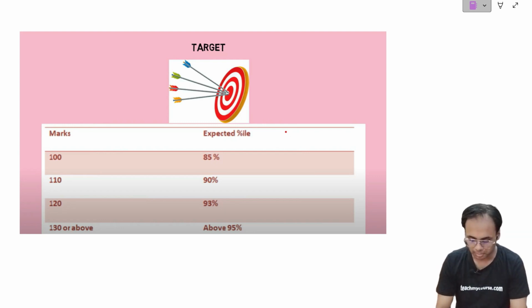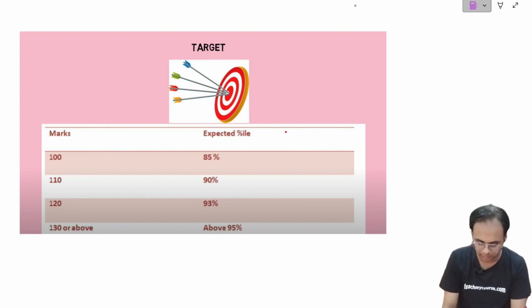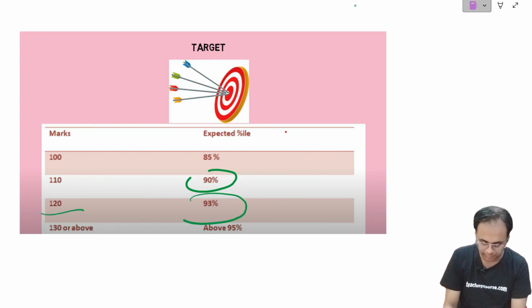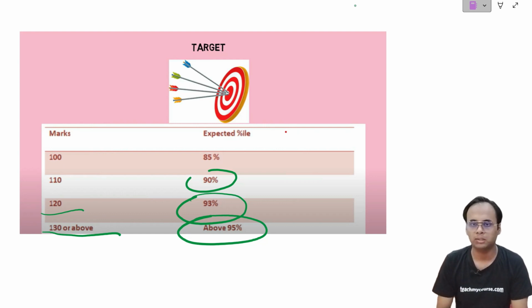Okay, suppose you have scored a total of 100 marks out of 200. Basically what I have observed over the years, you can expect a percentile of 85 or above. If you have scored 110 marks, you can expect a 90 percentile. If you have scored 120 marks, you can expect a 93 percentile. And if you score 130 or above, you can expect above a 95 percentile.